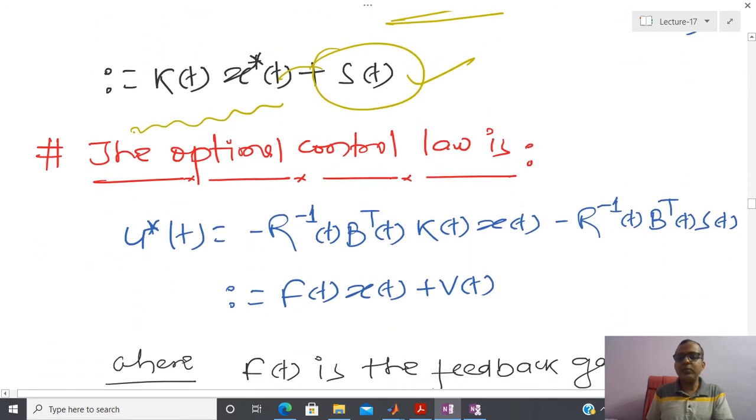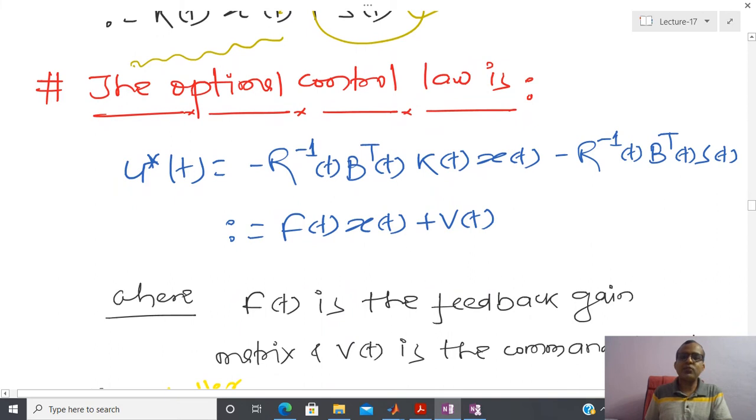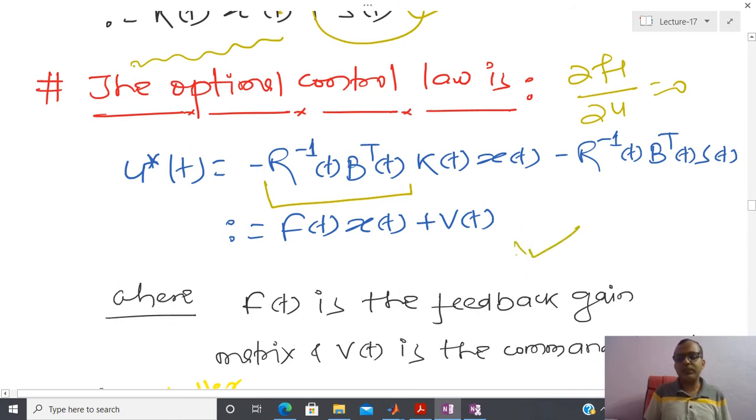Now I am able to write the optimal control law. What is the optimal control law? u equal to R inverse(t) B transpose(t) into p star(t). If you solve the algebraic equation dH by du equal to 0, then we found that the control is nothing but this, and the remaining term is nothing but p star, and now I have calculated p star. So you just have to substitute that, and after that we will get the optimal control. So the optimal control for the regulator problem is this.